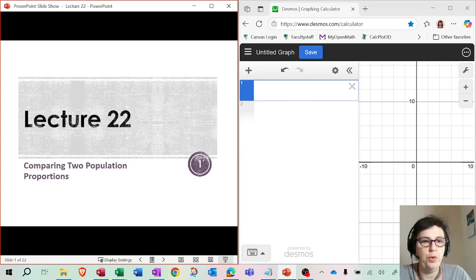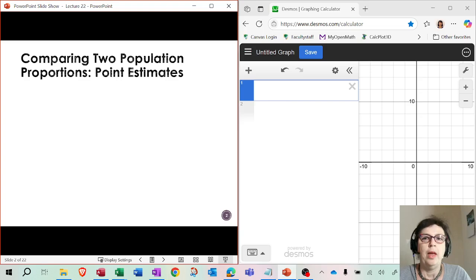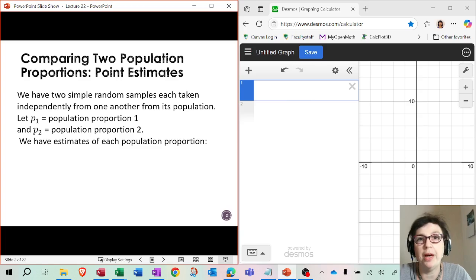Everyone. In this video, we are going to talk about comparing two population proportions. Let's go ahead and get started. First of all, you will have to know how to compute what we call point estimates of the corresponding population proportions. Now, you've done that for the one sample case, so this should be pretty straightforward. The difference here is that we've got two.